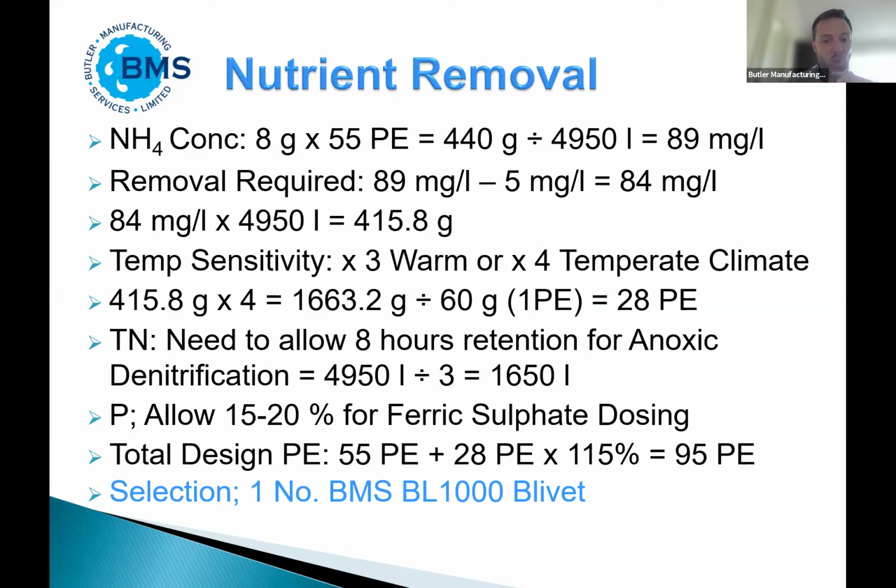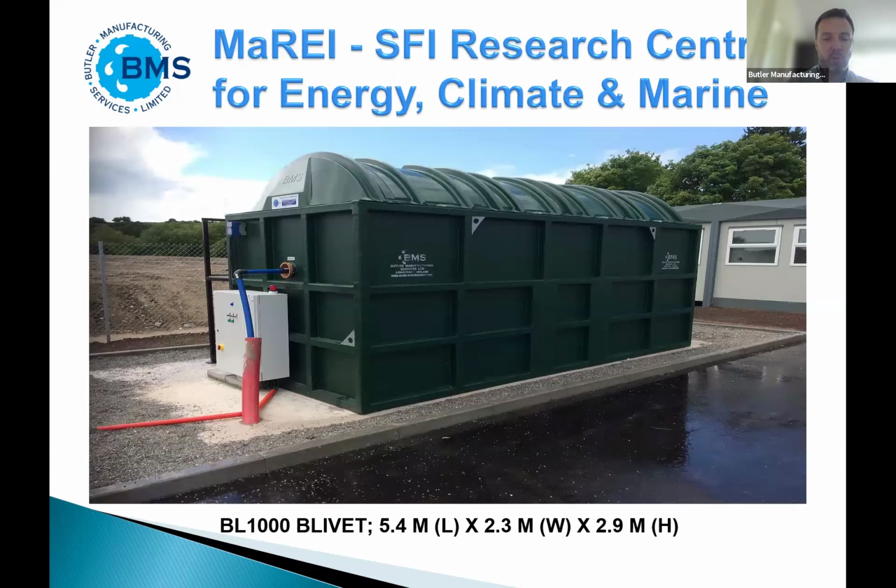So the total design, and this is a very complicated example, but it's something we can help with, just to show you how it would be done if you're discharging to a watercourse. 55 population equivalents of BOD capacity, 28 population equivalents of ammonia capacity, and multiplied by 150% to take into account ferric sulfate dosing gives you a 95 population equivalent plant required. And in our case, what we installed was a BL 1000 Blivet, which is 100 population equivalent, and that is in the Beaufort Centre or the Marai Centre in Ringaskiddy.